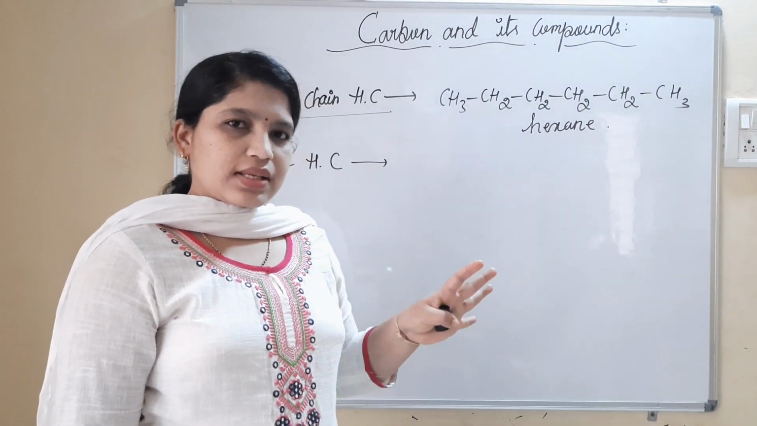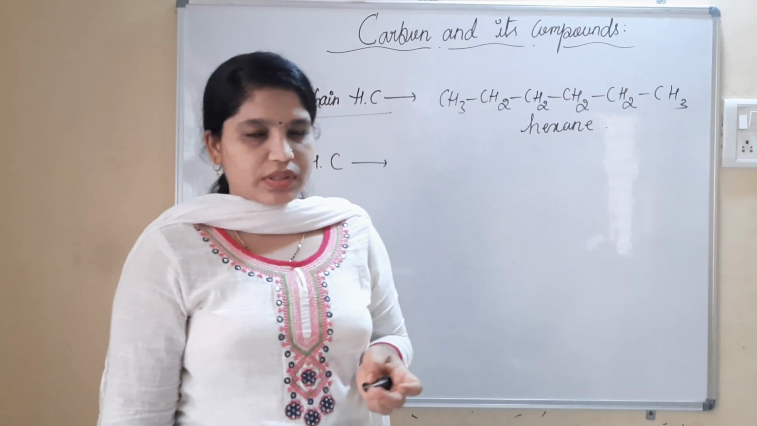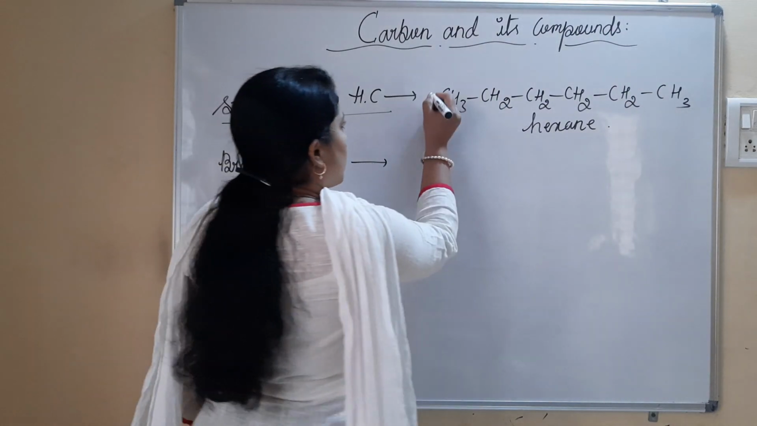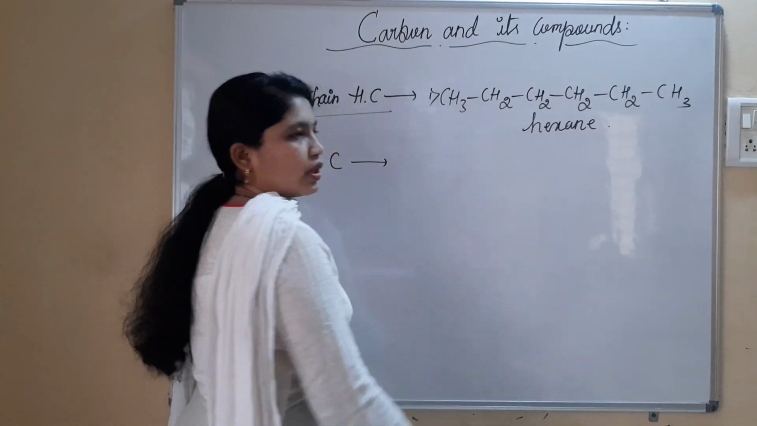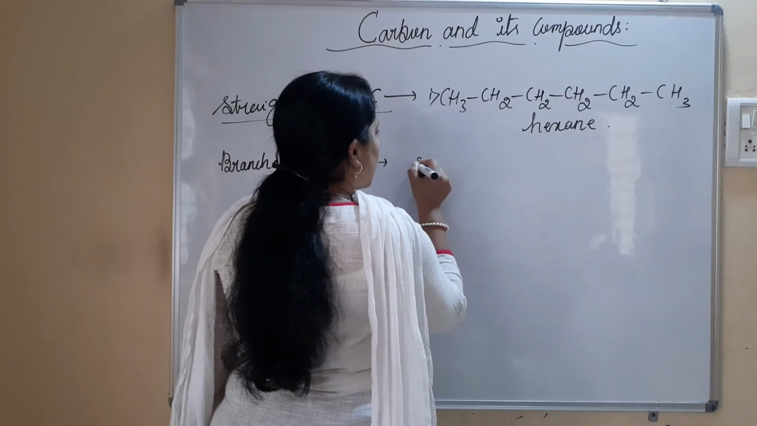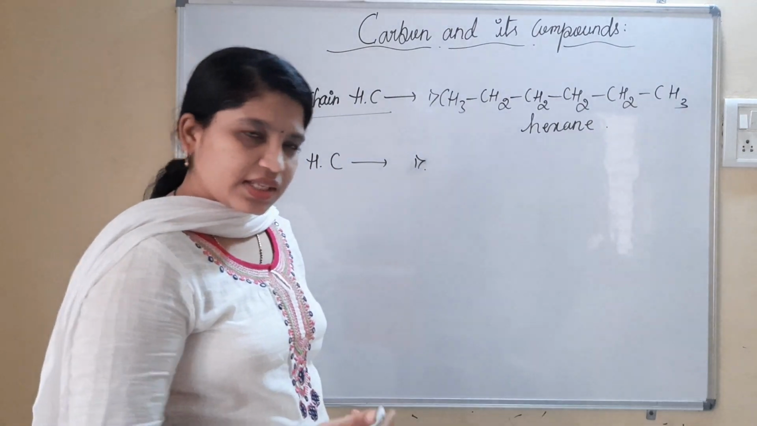It is not necessary that we have to consider hexane itself for branching purposes. We can consider any of the other molecules also. So for example, this is the first example I have quoted. Likewise, we can quote many of the examples. For branched hydrocarbons, I will be taking the example of butane. We have already seen, right?